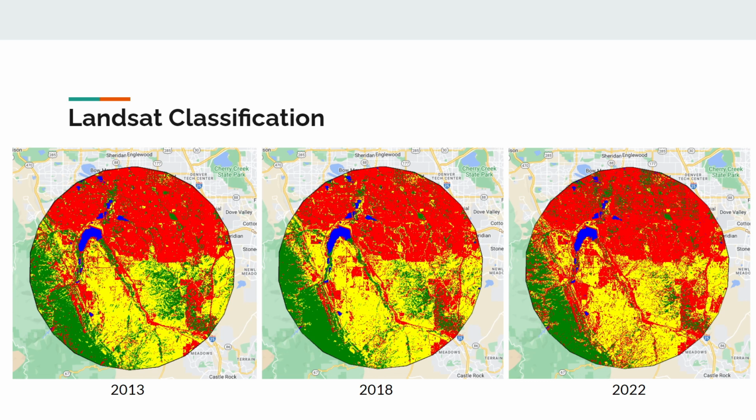After looking at these images, I went through for each year and picked out regions for classifying land cover. Red being urban, green being vegetation, yellow being the shrubland, grassland, or soil, and blue being water.